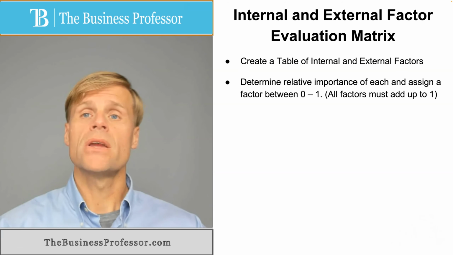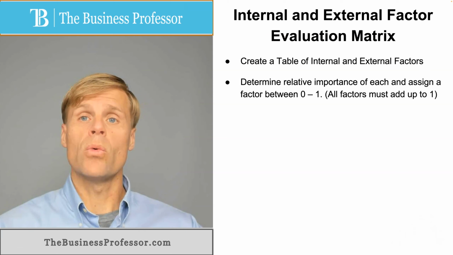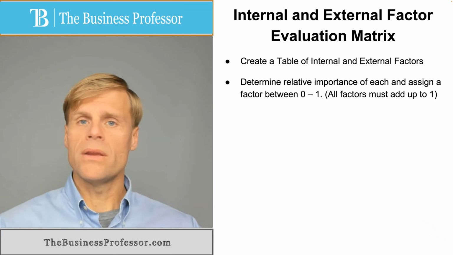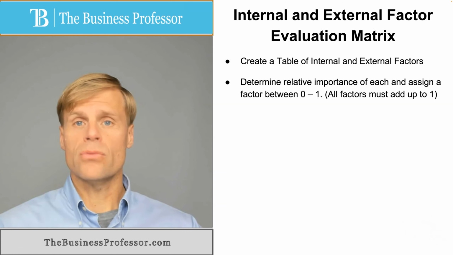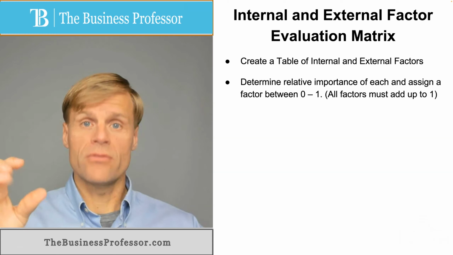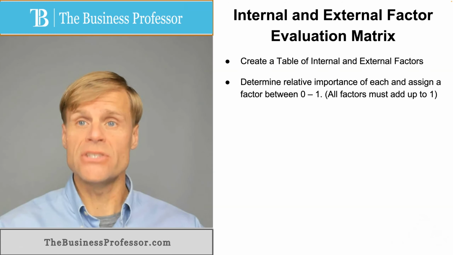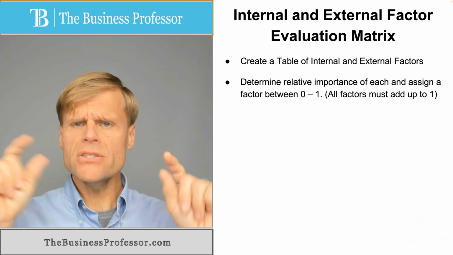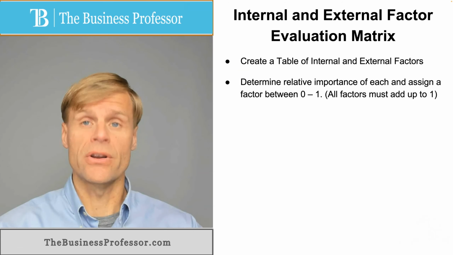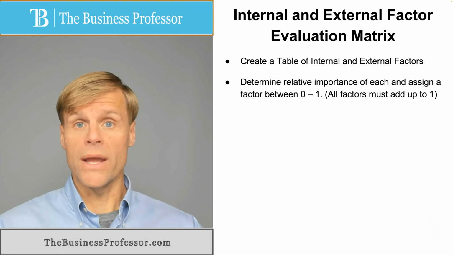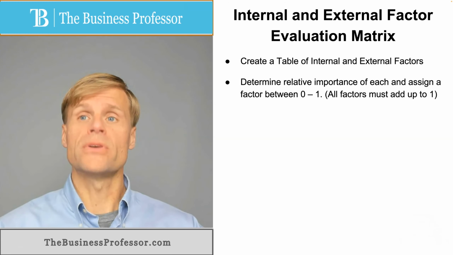Next, you're going to assign them a weighting. The weighting needs to be between 0 and 1, so 0.15, 0.30. The 0.30 is going to be twice as important for the strategic success of the firm as the one you rated at 0.15. So they need to be relative to each other. Now all of these factors together need to add up to 1, or 100%.